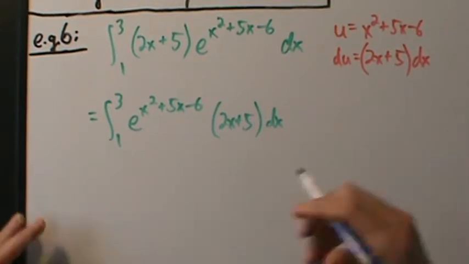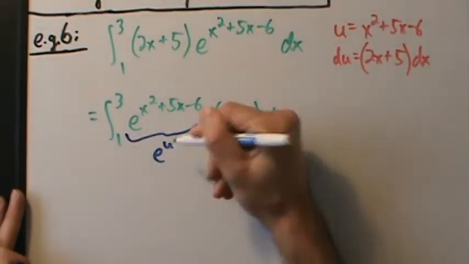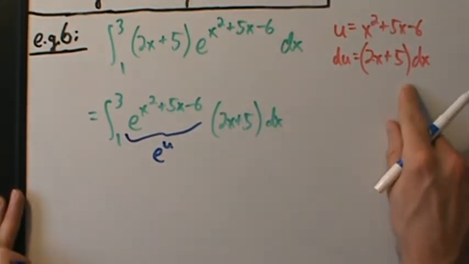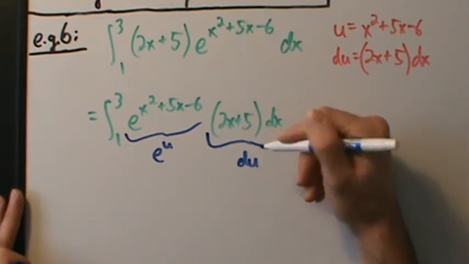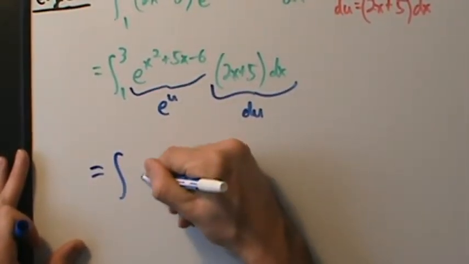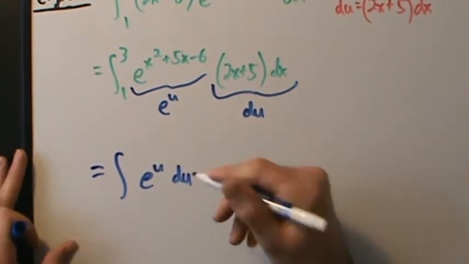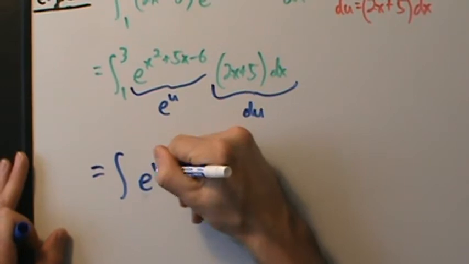So u is x squared plus 5x minus 6, so this is just e to the u. And then 2x plus 5 dx, that is exactly du. That's exactly what we have. That's wonderful. So now the integral becomes the integral of e to the u du. But what happens with the limits? We have to be very careful with those limits.